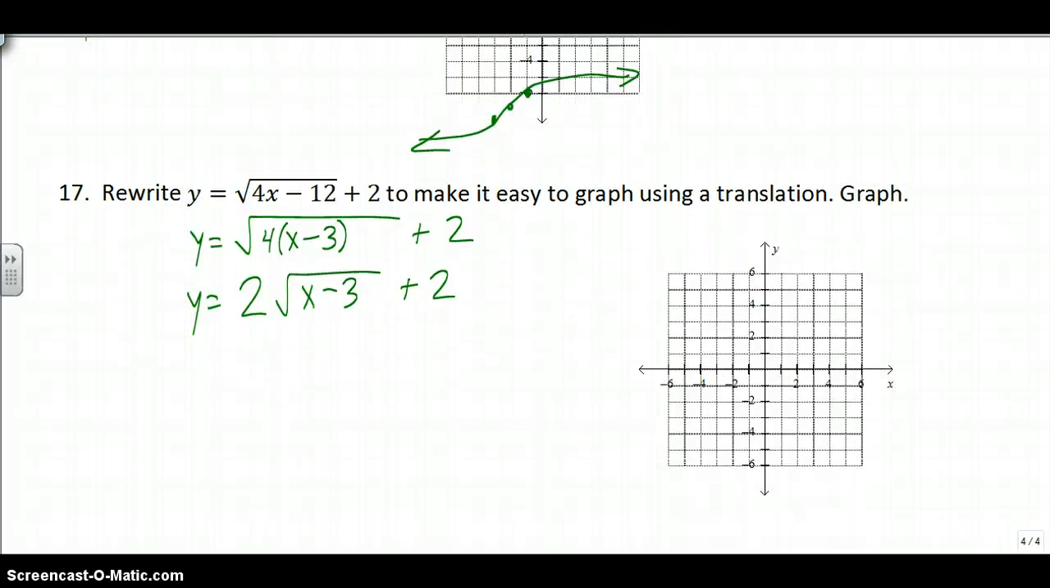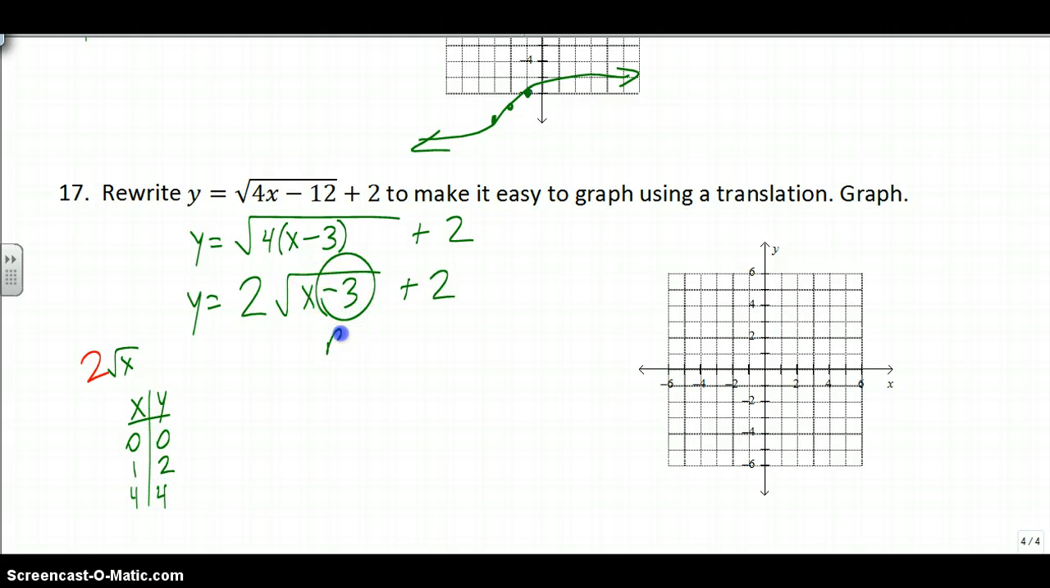Now, that t-chart for square root of x is this. 0, 1, 4, 0, 1, 2, right? Except, I don't need the parent t-chart for this. I need the parent t-chart for 2 square root of x, right? Well, what does that change? That changes the y-coordinates. They all get multiplied by 2. So 0 times 2 is pretty simple. That's 0. 1 times 2 is 2, and 2 times 2 will be 4.